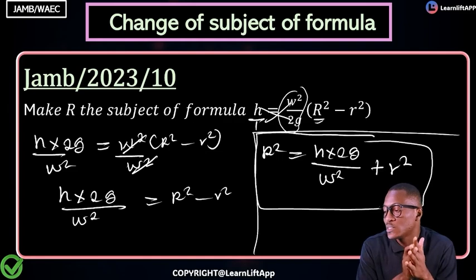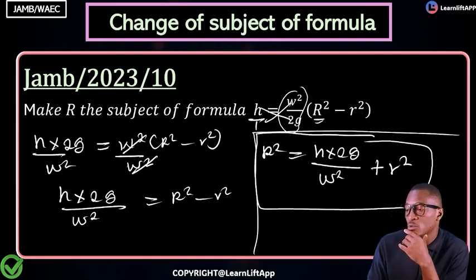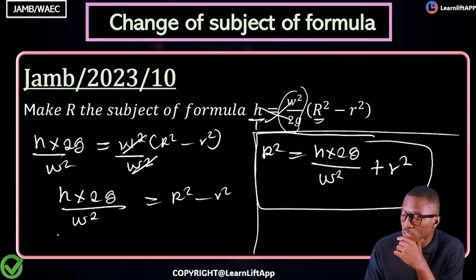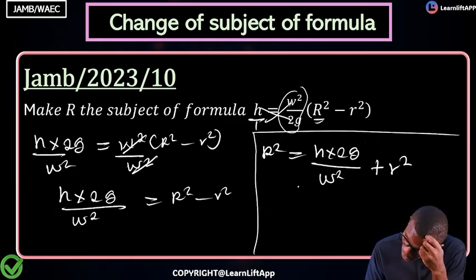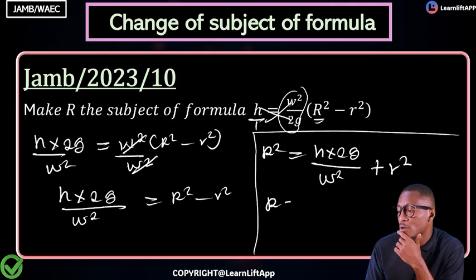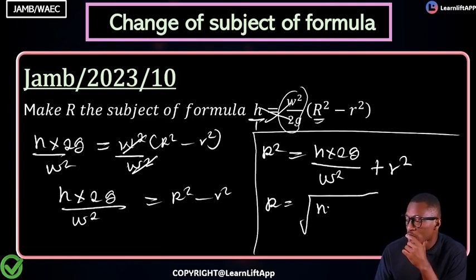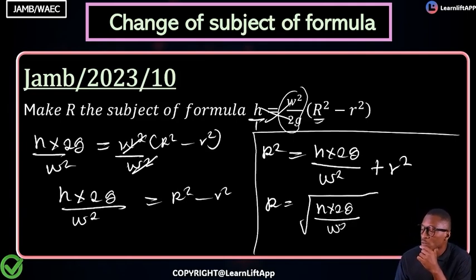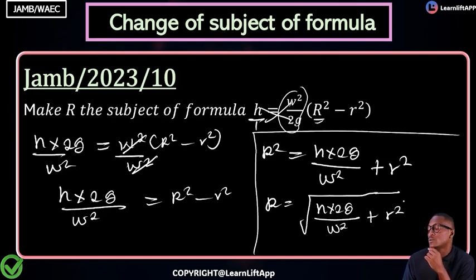That becomes R squared. The same, make R the subject, so we are not done. We're going to find the square root. So permit me to clean this one. Now to find the square root, we put everything here in the square root: the square root of h times 2g all over w squared plus r squared. So this becomes the final answer. You can decide to read it.